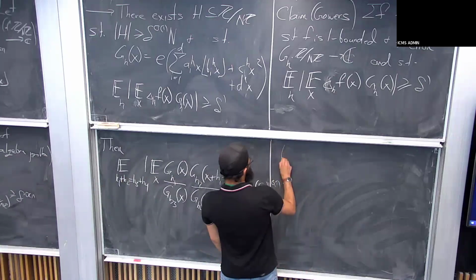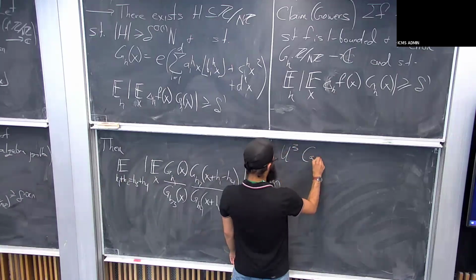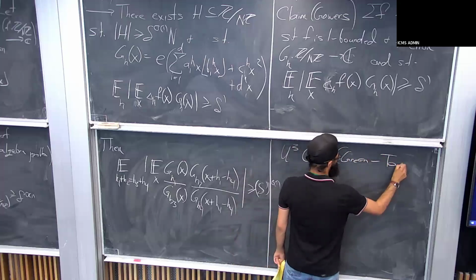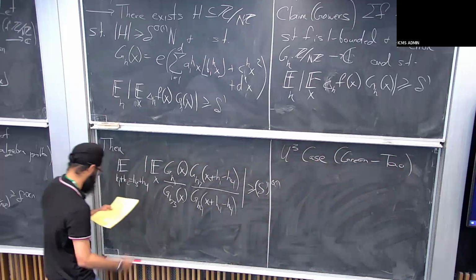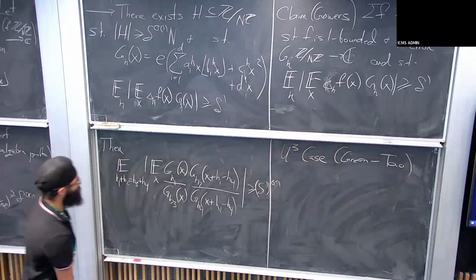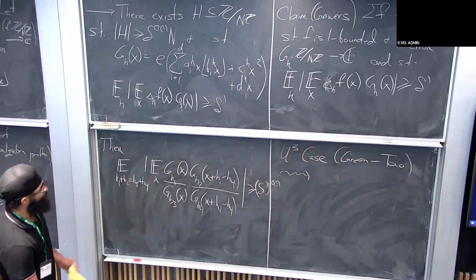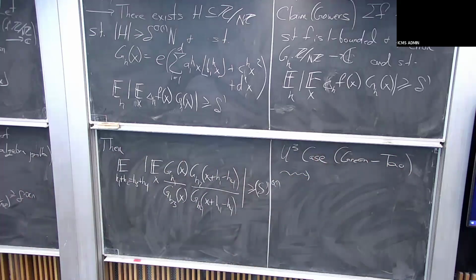Okay, so this is the U3 case. This was proven by Green and Tao. Various of these steps appear in the proof of the four-term arithmetic progression result. Okay, so what happens in this case?